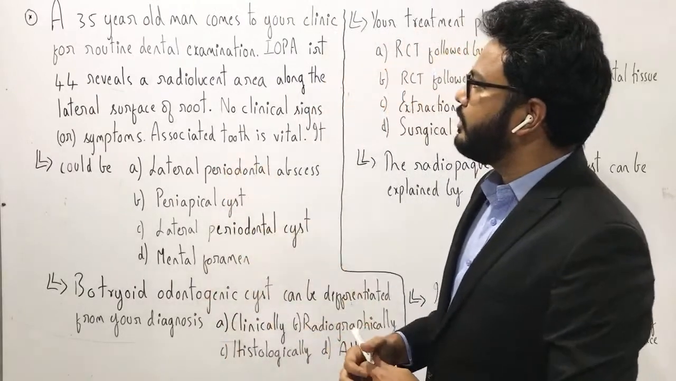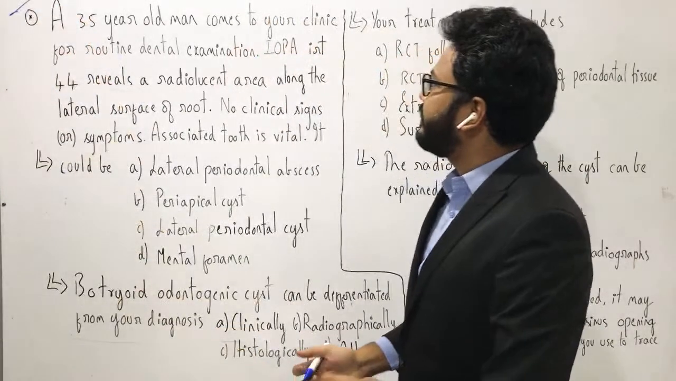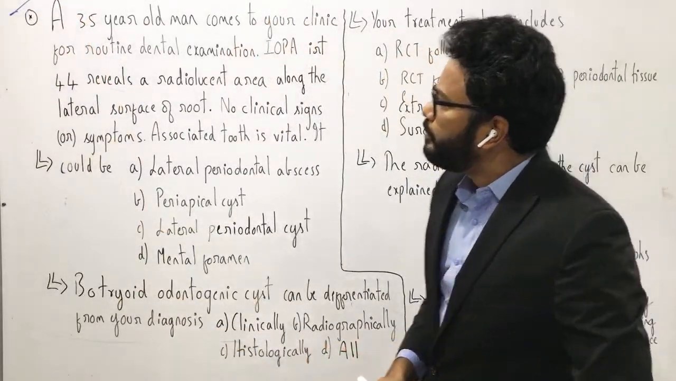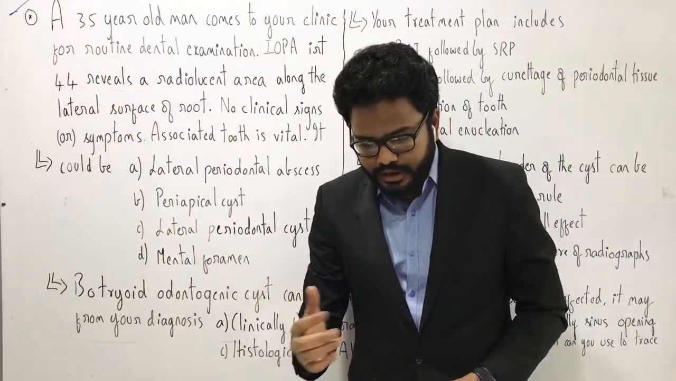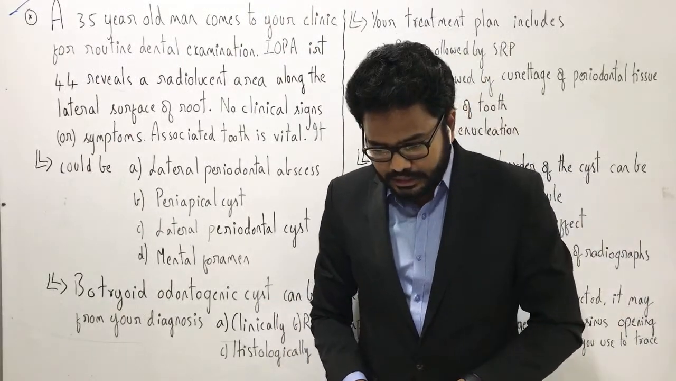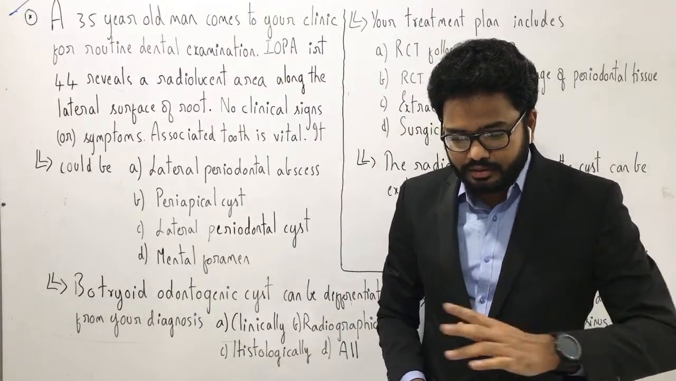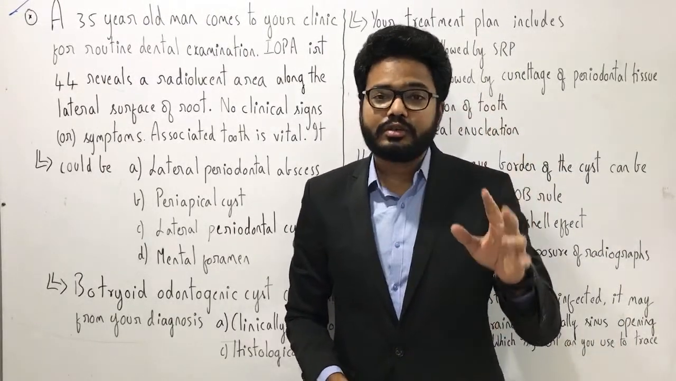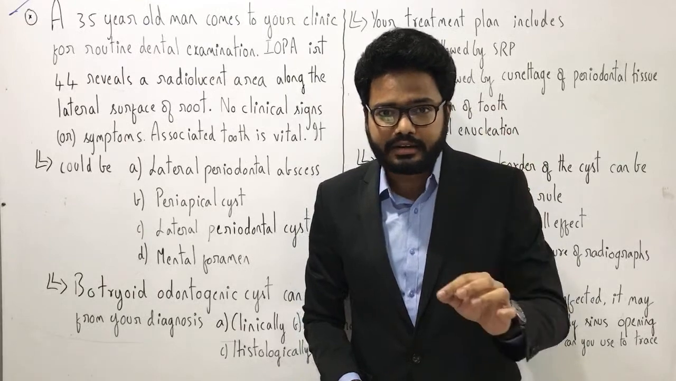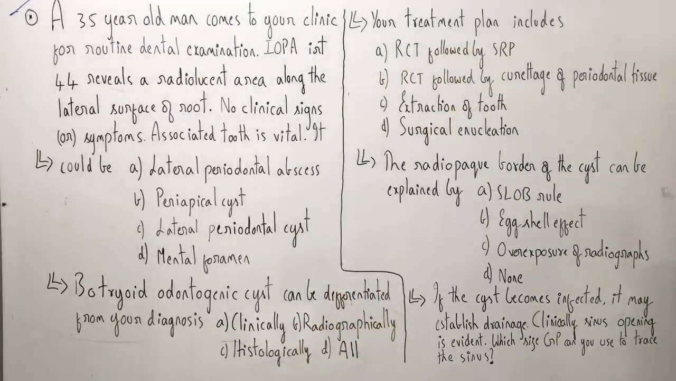So as you can see, a 35-year-old man comes to your clinic for routine dental examination. IOPA in relation to 4.4 reveals a radiolucent area along the lateral surface of the root. No clinical signs or symptoms associated with the patient, and also the associated tooth is vital. So what's your diagnosis? I'll show you some radiographic images and you can simultaneously go through the question.